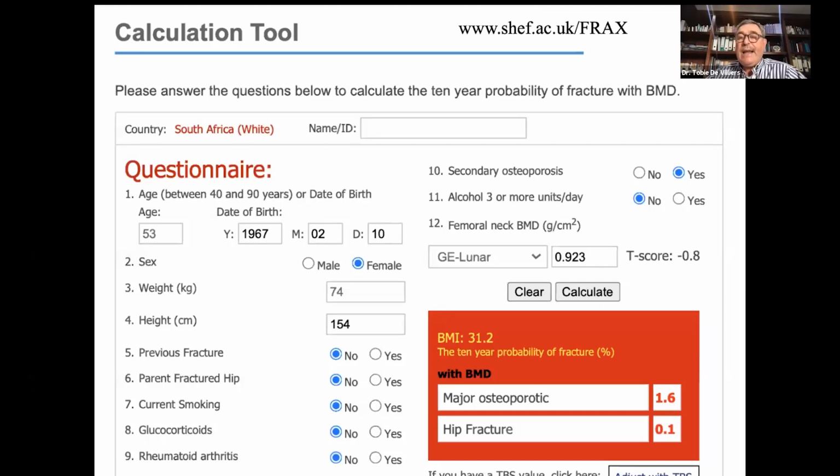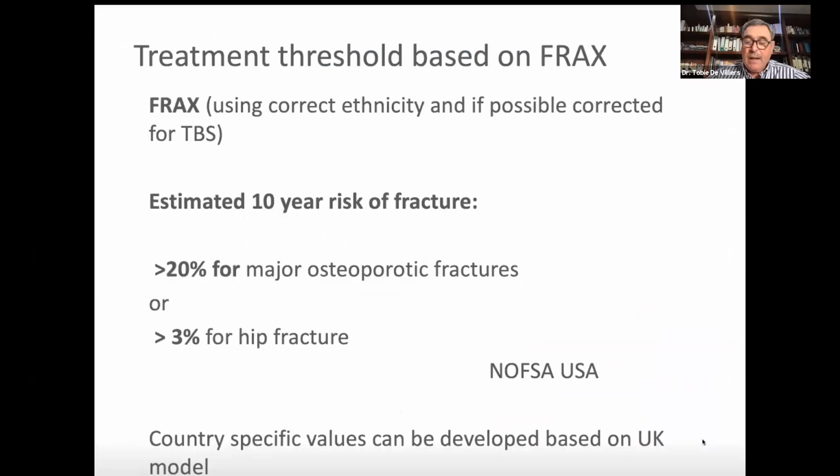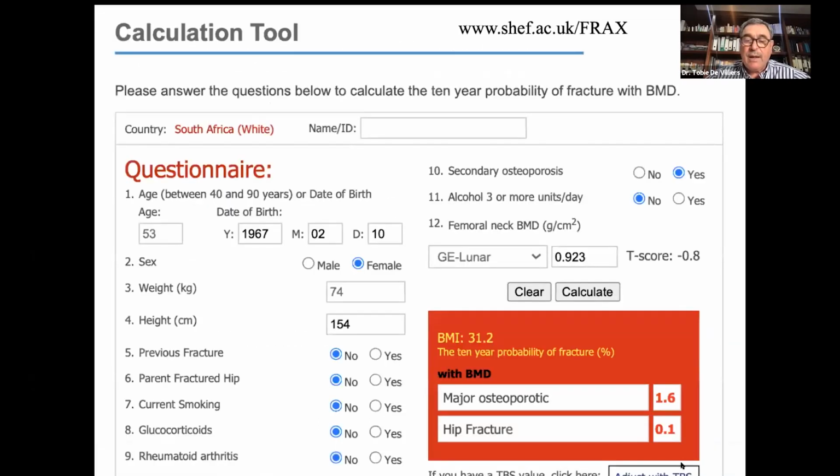This can then be combined with the TBS, with the software. The reason why that is a very good idea is that the TBS at the moment only looks at the spine, whereas FRAX is only dependent on the hip, the femoral neck. So by combining these two, we get a much better idea of what the 10-year probability of fracture would be. In this model, which is not the case that we reported on, the major osteoporotic fracture risk is only 1.6% and the hip fracture risk is 0.1%.